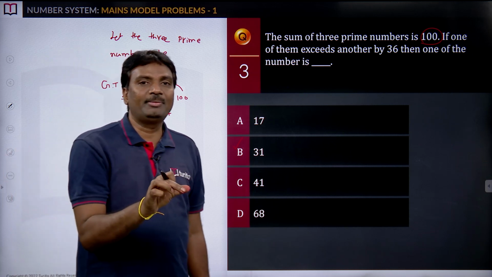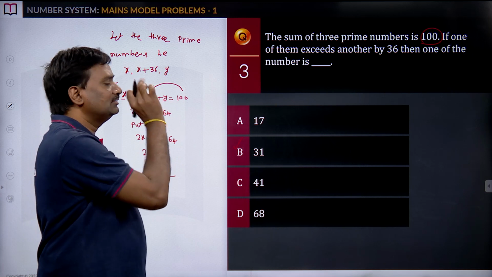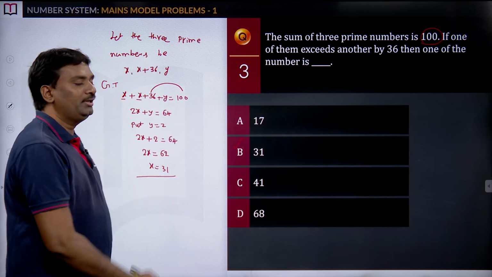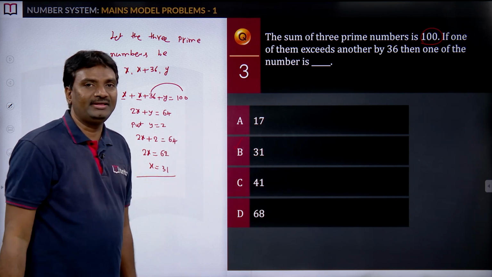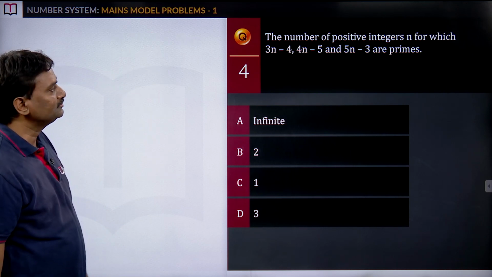So, you can take the 3 prime numbers as x, x plus 36 and y, take the sum equal to 100, in place of y put 2 and simplify. We got x equal to 31. According to the options, option B is 31. So, hope you understood. Next problem.